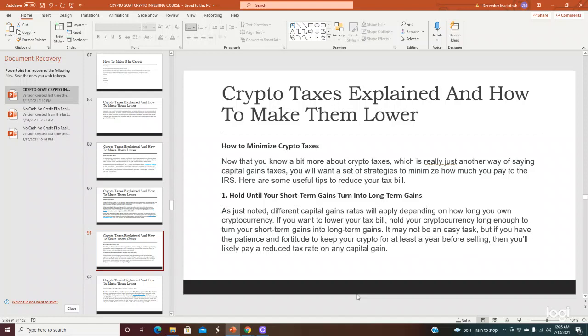Hold until your short-term gains turn into long-term gains. As just noted, different capital gains rates will apply depending on how long you own cryptocurrency. If you want to lower your tax bill, hold your cryptocurrency long enough to turn your short-term gains into long-term gains. It may not be an easy task, but if you have the patience and fortitude to keep your crypto for at least a year before selling, then you'll likely pay a reduced tax rate on any capital gain.